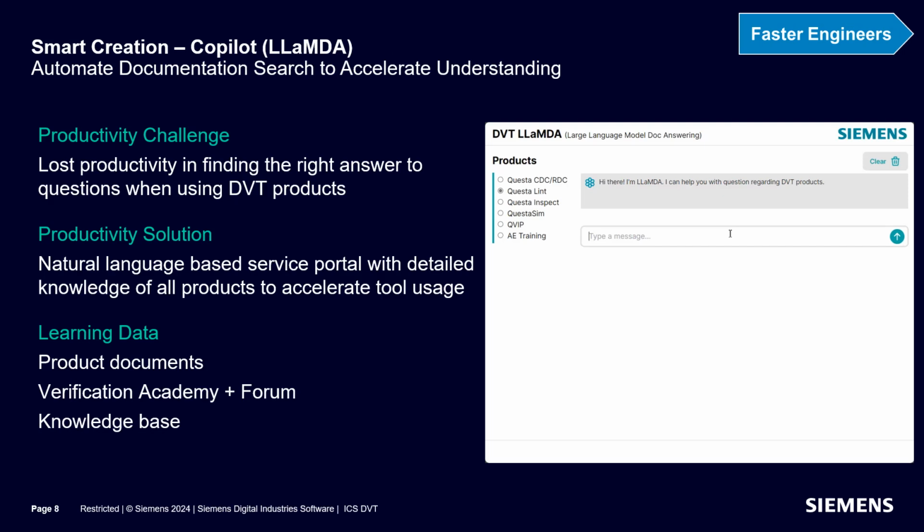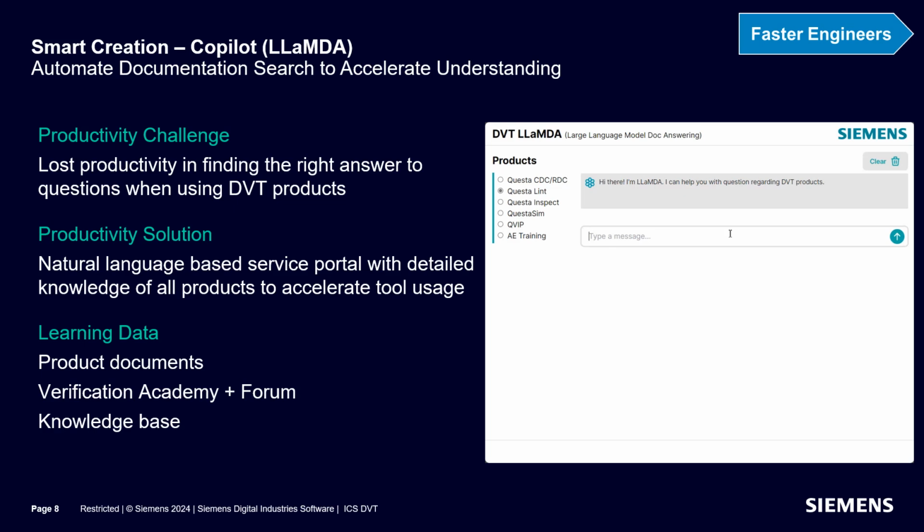We also see that large language models can help you with smart creation with Copilot. When you are using a new product, you might spend a lot of time just to ramp up because it's a new tool. The lost productivity in finding the right answer when you are using the product could be saved by such a Copilot.